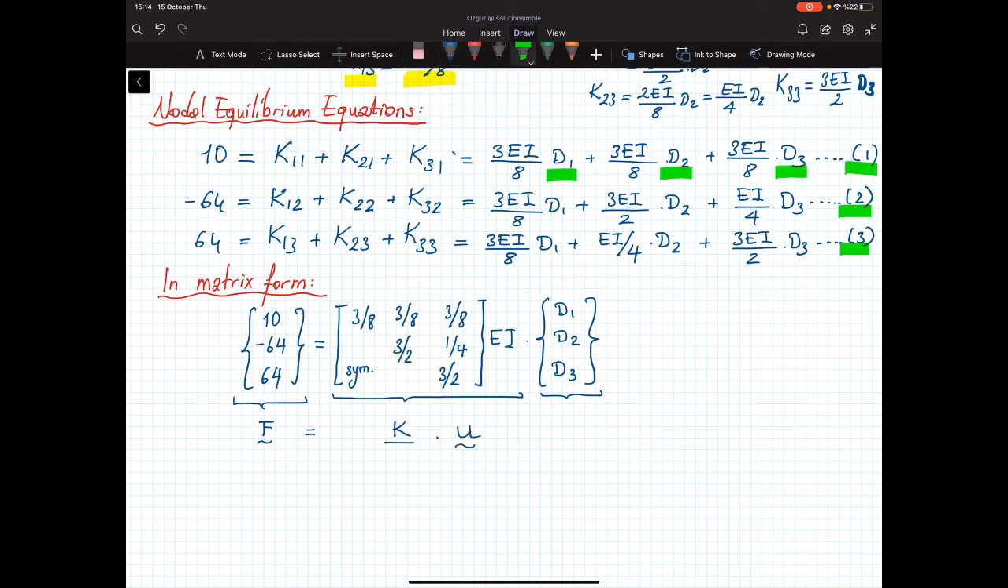So when we write the stiffness coefficients in the following way, they actually mean that, for example, this force is the force required to create a unit translation, right? This one is the moment required to create a unit rotation at node B. This one is the moment required to create a unit rotation at node C. So when I multiply it with translation, I get the total force due to that translation.